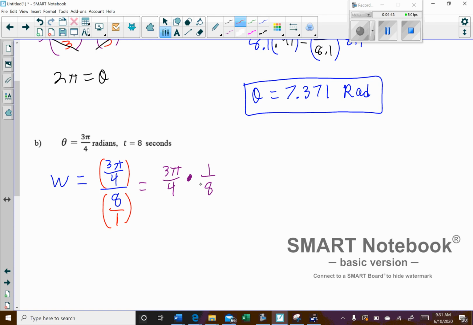Then we just multiply across, and we're going to get 3 pi over 32, and that is our angular speed. So that's going to be radians per second. That's how fast we're going. That's how many radians the angle is rotating every second.